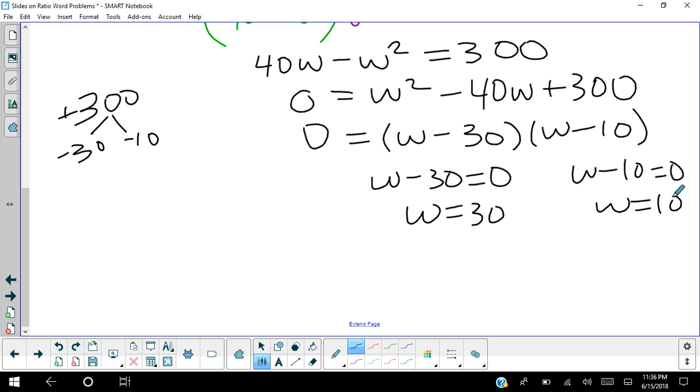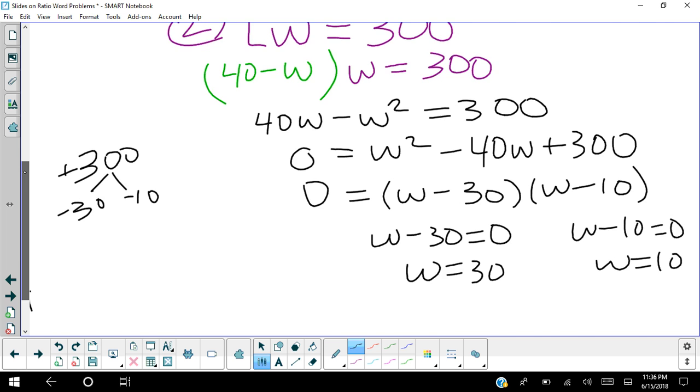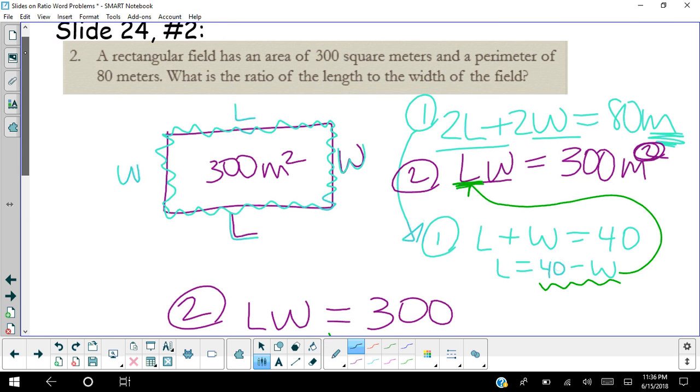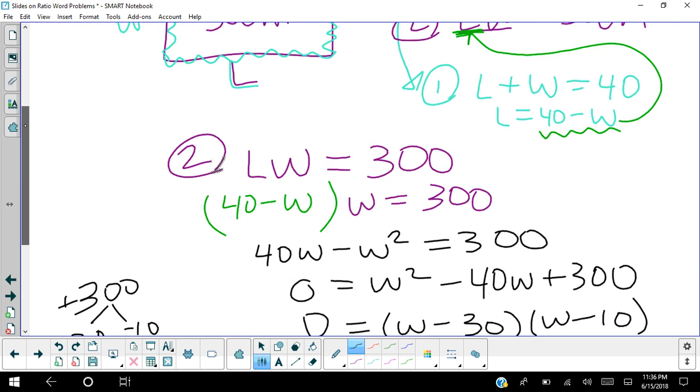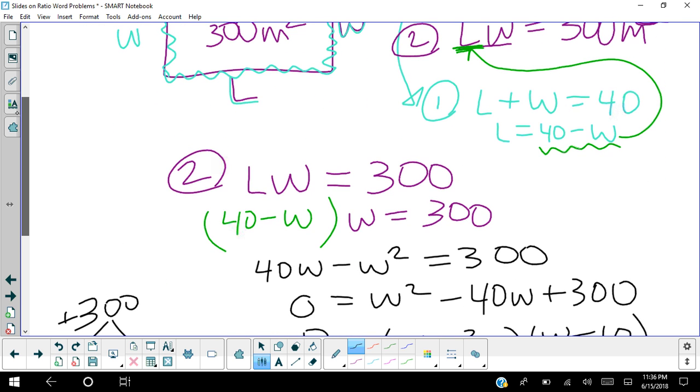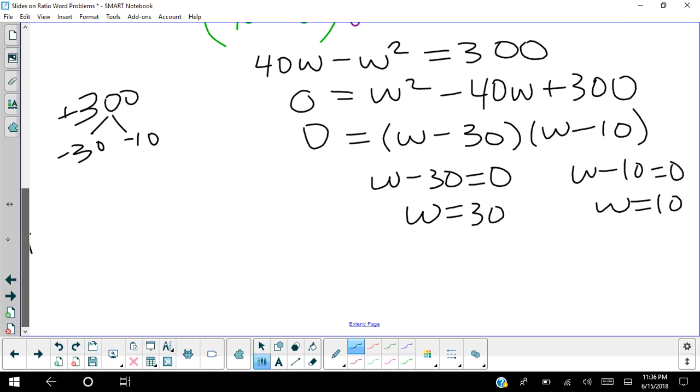Okay, going back to the original question, they want us to find the ratio of length to width, so I also need to find the lengths. Remember back up here, length was 40 minus W.